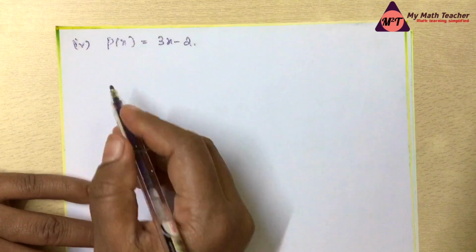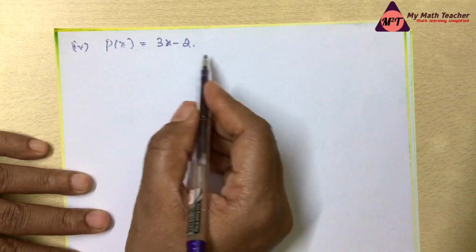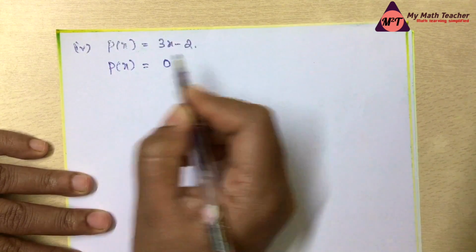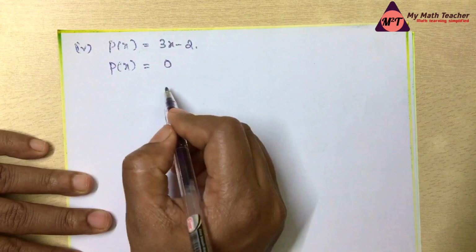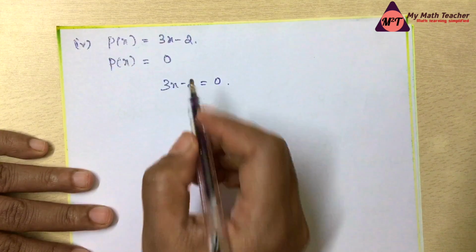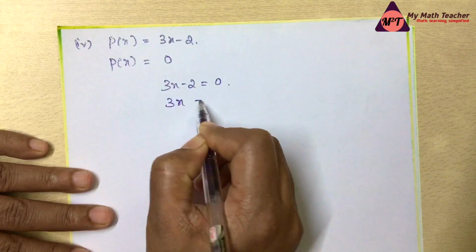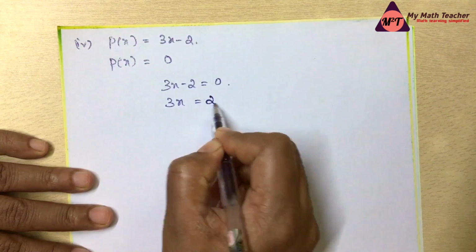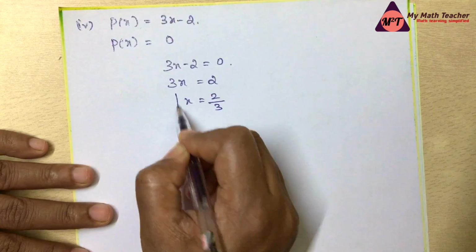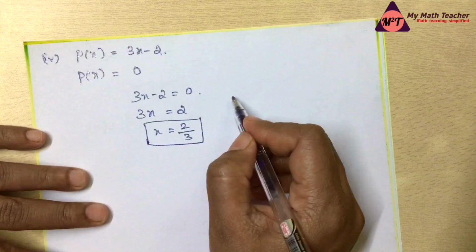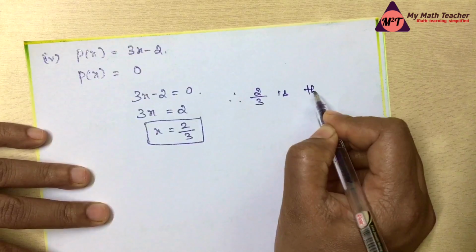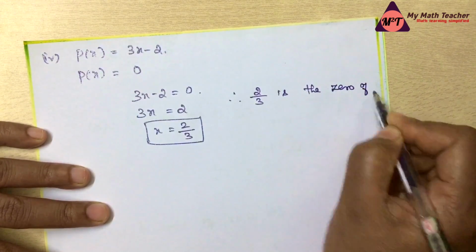The fourth subdivision is P of x is equal to 3x minus 2. Again the same, P of x we are equating to 0. Consider only the RHS. 3x minus 2 is equal to 0. We need only the x value. 3x is equal to minus 2 becomes plus 2. x is equal to 2 divided by 3. This is the x value. Now 2 by 3 is the zero of P of x.